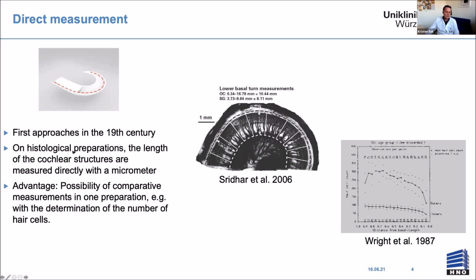And here, how does it work? You use histological preparations like cochlear sections, and then you use a micrometer to really measure around the cochlear structures. This technique has some advantages because it's possible to comparatively measure in one preparation, like here, the area of the spiral ganglion and then the organ of Corti. That maybe can help you also to determine other structures, like here shown, the number of hair cells per distance. But there are also some disadvantages because you always have shrinking artifacts due to fixation.